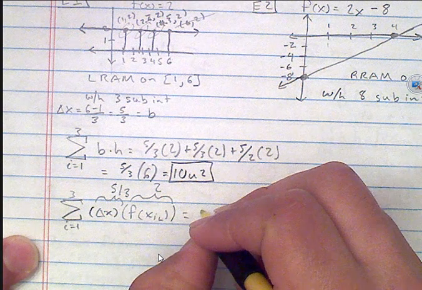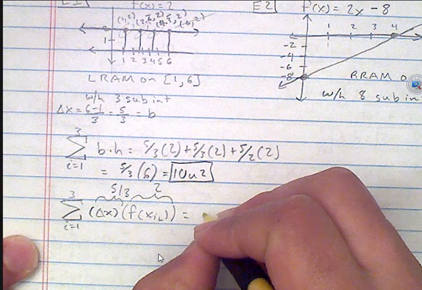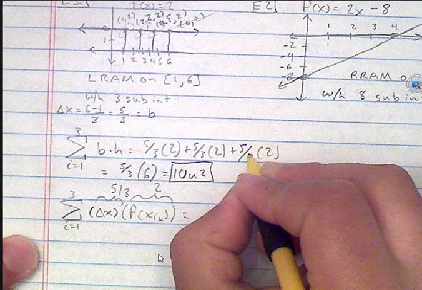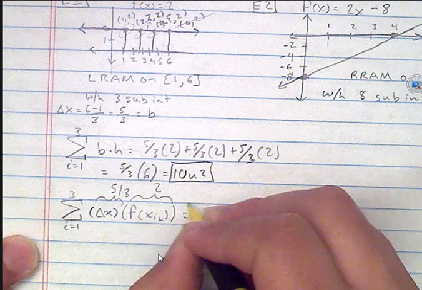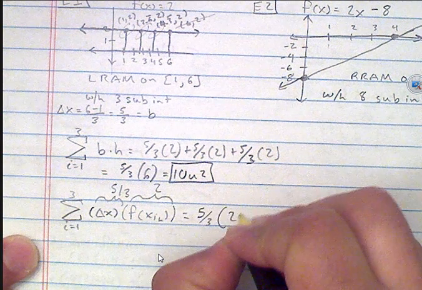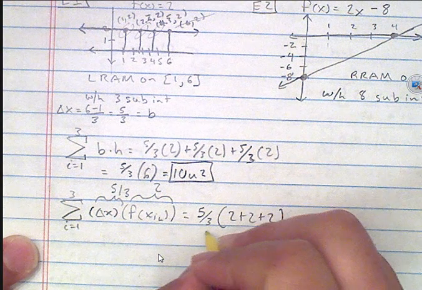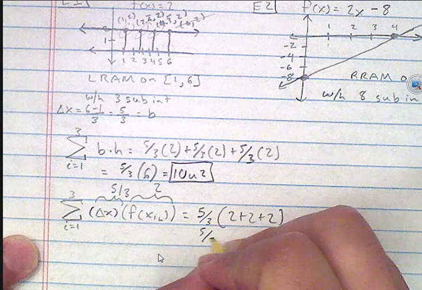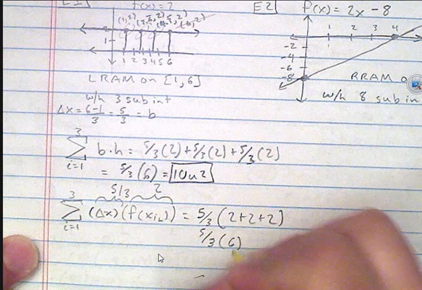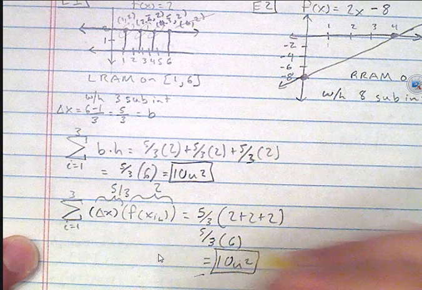It's 5/3 times 2 plus 5/3 times 2 plus 5/3 times 2. Sorry, I wrote 5/2 right there. So I'm going to factor out 5/3 again: 2 plus 2 plus 2, because it makes no point for me to do it the hard way. 5/3 times 6 is, once again, 10 units squared. Alright, there we go.